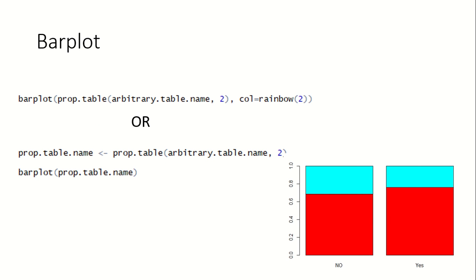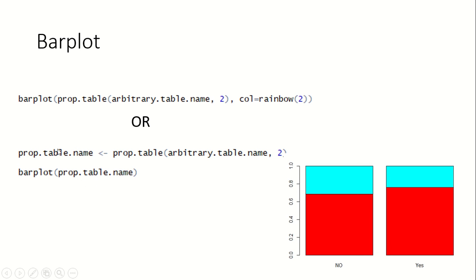Okay, now let's do bar plots. To create a bar plot, first you create a table, you name the table, you create a prop table from the table, you name the prop table, and then you create a bar plot for the prop table. So again, I've shown the two methods. The first, you have bar plot, prop table, and then your table name. In the second, you're naming your prop table and you're doing a bar plot for whatever you named the prop table.